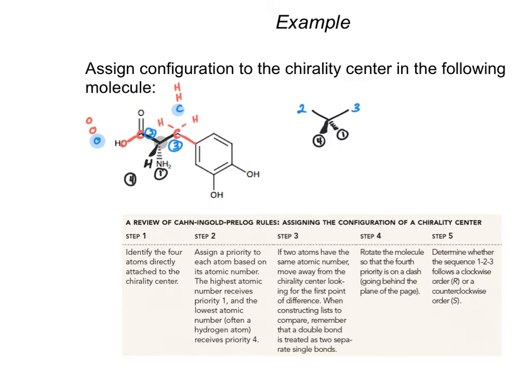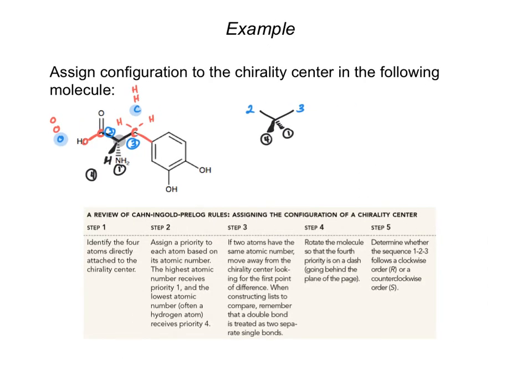What's next? Manipulate, right? What do we need specifically to happen before we can assign configuration? 4 needs to be swapped. 4 needs to go on the dash. There are 2 ways to go about this. If I want to just rotate this molecule to get 4 on the dash, I just need to pick it up and rotate it 180 degrees. When I do that, we'll have 1 here, and 4 here. The 2 and the 3 will switch, so this will be a 3, this will be a 2.